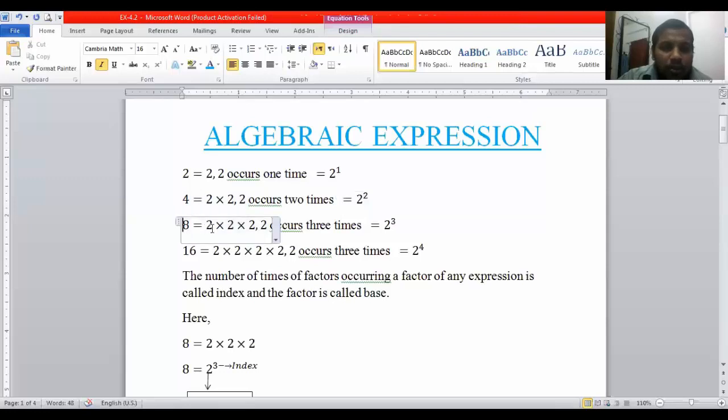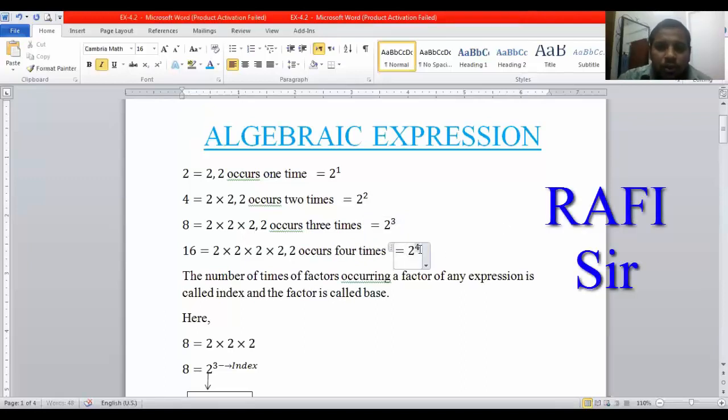Similarly, 8 is equal to 2 into 2 into 2, that means 2 occurs 3 times, it is 2 cube. 2 is the factor and it occurs 3 times. Similarly, 16 is equal to 2 into 2 into 2 into 2, that means 2 occurs 4 times. So it becomes 2 to the power 4.